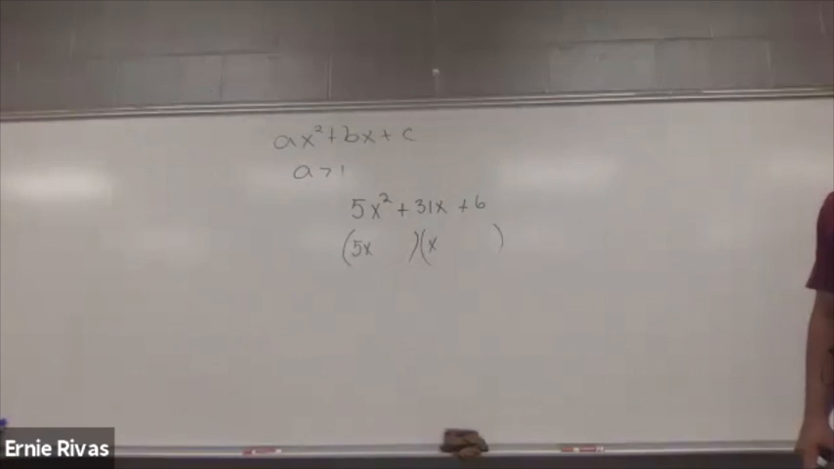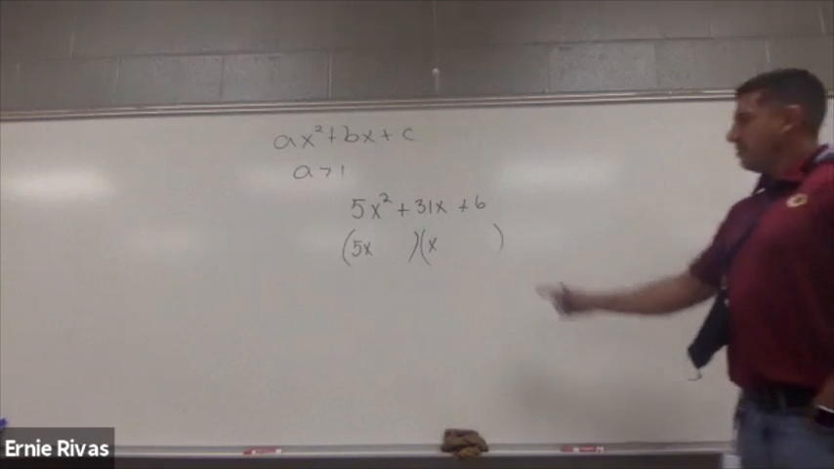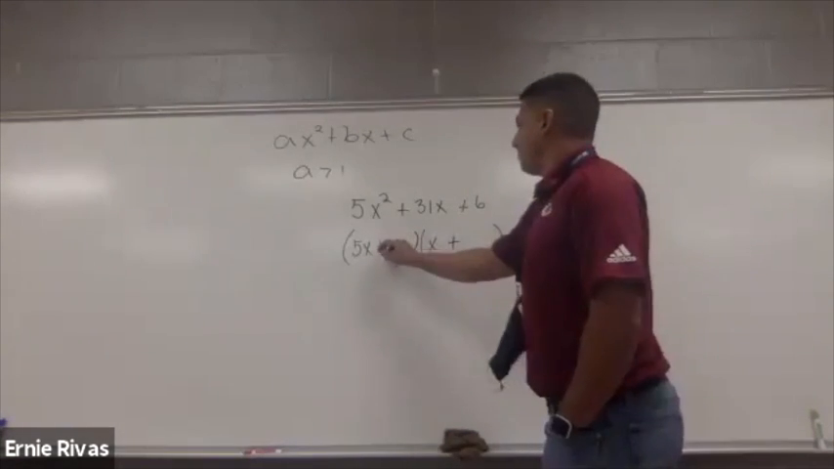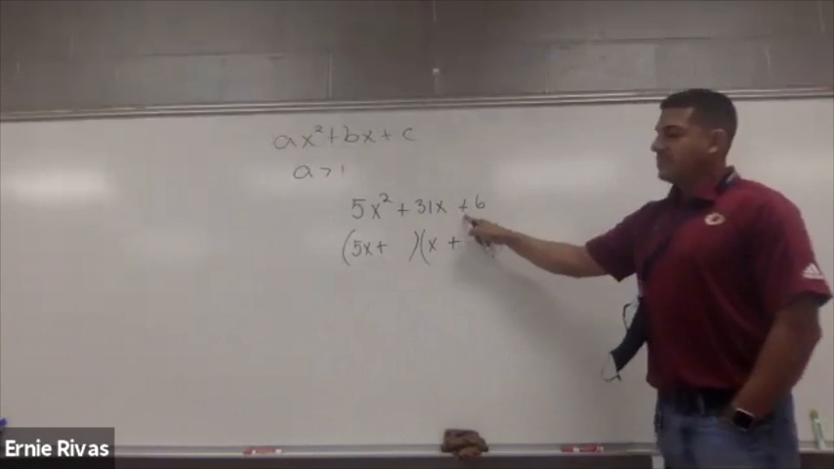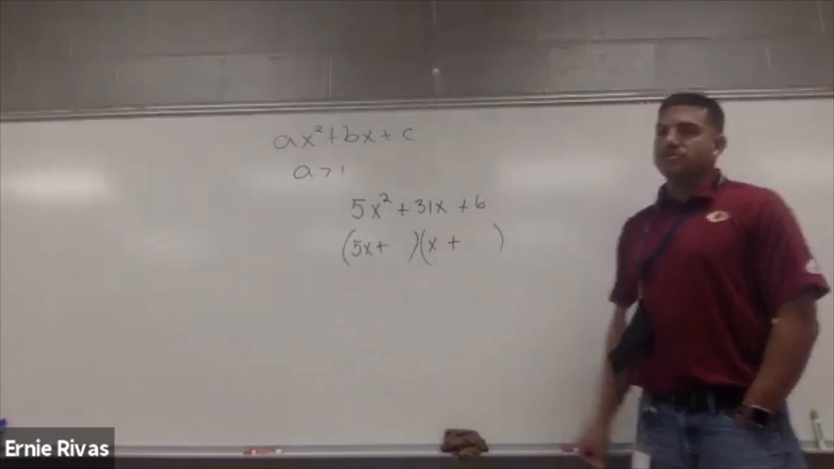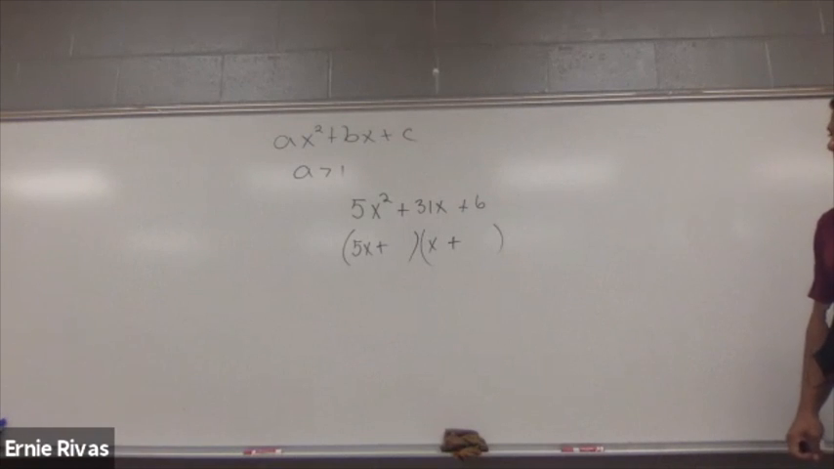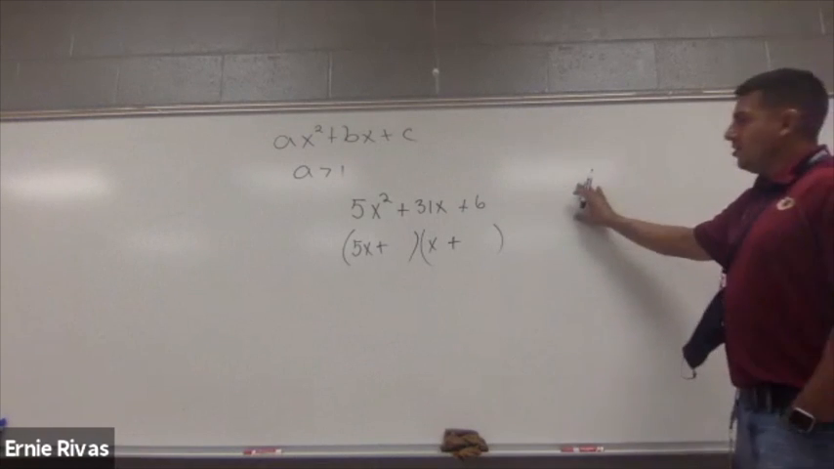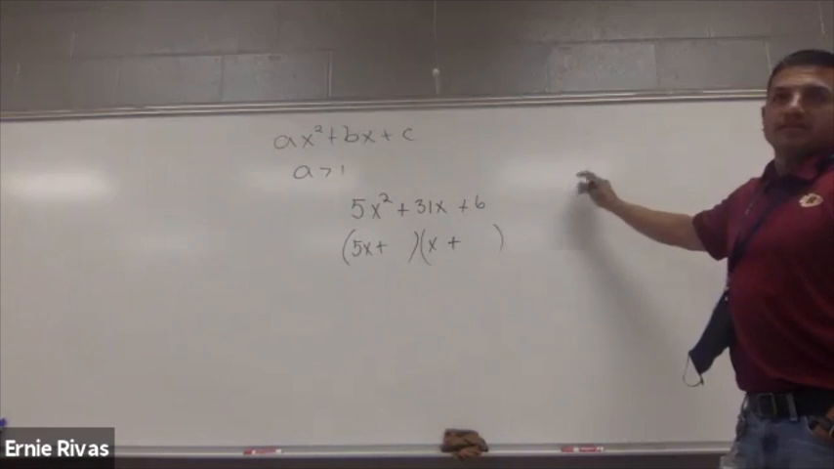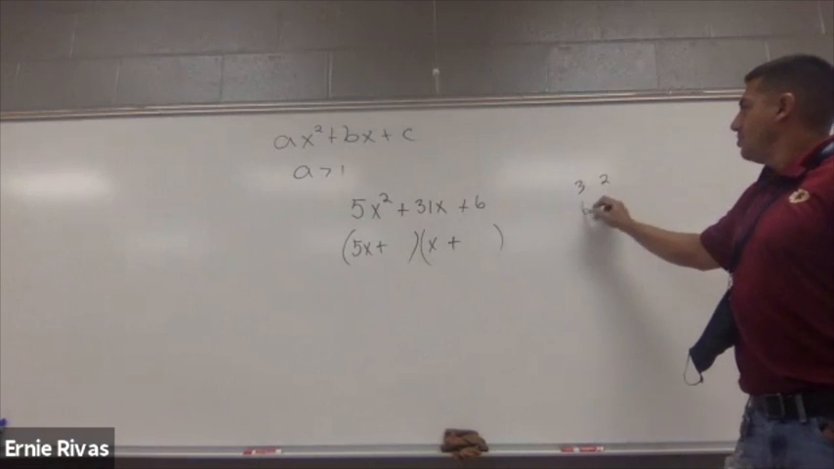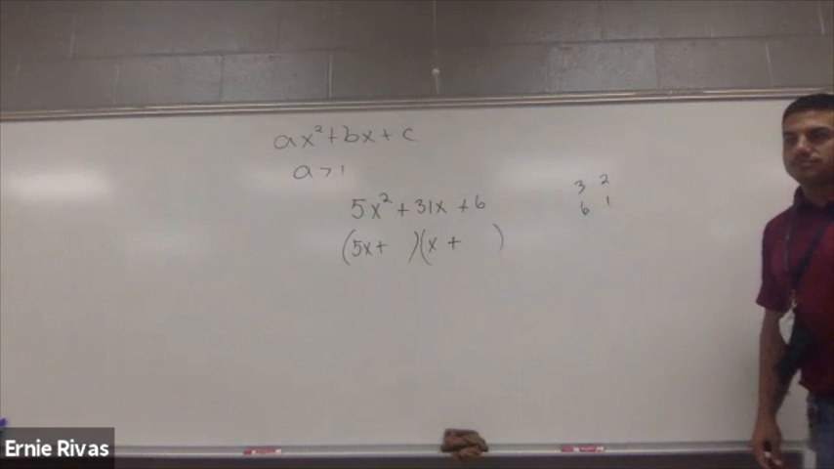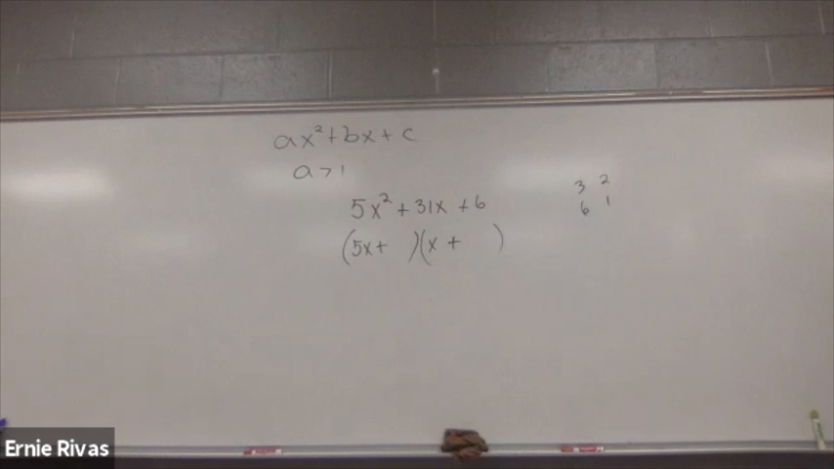So what are my signs telling me? They're both going to be plus, right? Signs are going to be the same because that one's positive, and then that one tells us which one we're going to use for both of the binomials. So now off to the side, what numbers multiply to give us 6? 3 and 2, and 6 and 1. So we need to be 30.